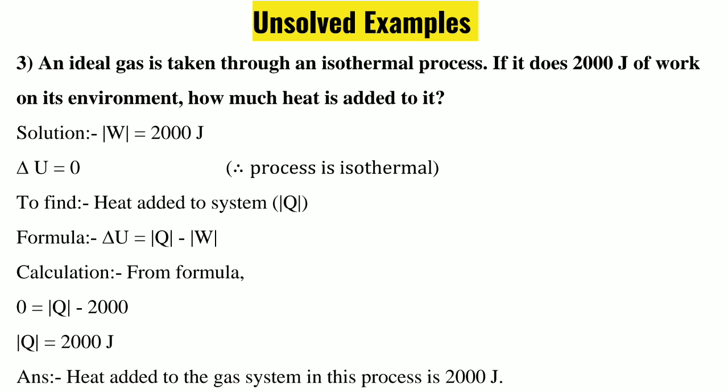ठीक है, हमें क्या फाइंड करना है? Q फाइंड करना है, heat added to the system. This we have to find out. We know the formula delta U is equals to Q minus W. तो U 0 है, so what we'll be getting? Q is equals to W. So Q will be 2000 joule.